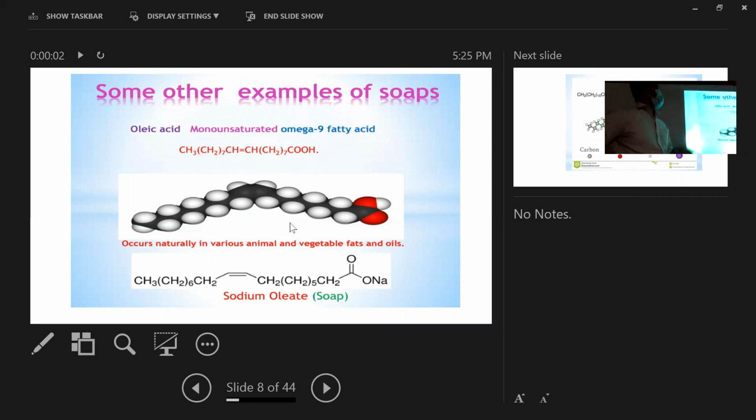Sorry, omega-9. Whatever, but omega-3 and omega-9, mainly we are interested in unsaturation. If any compound, that means if any oil has unsaturation, in that case, that oil can be broken easily.